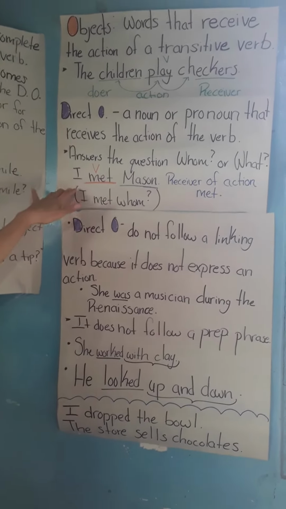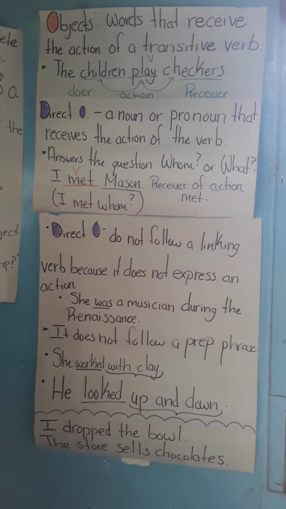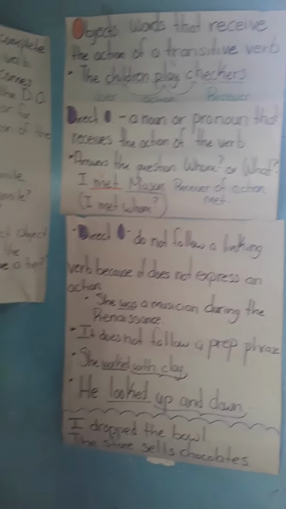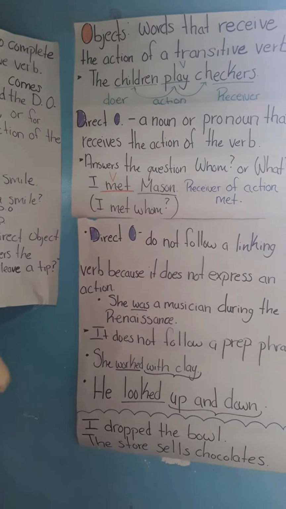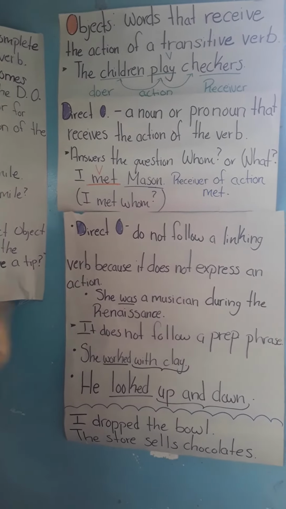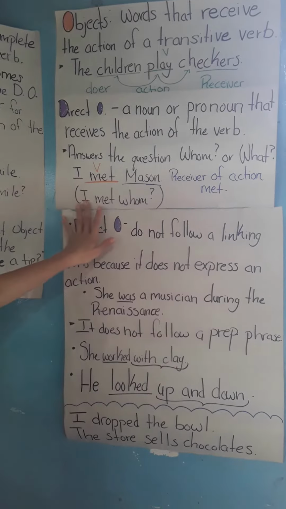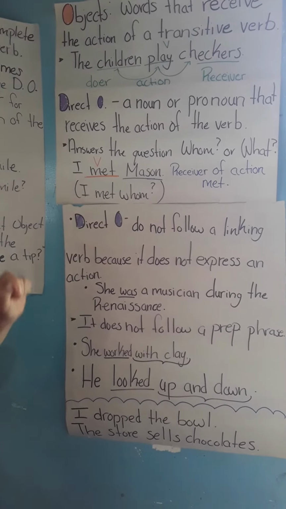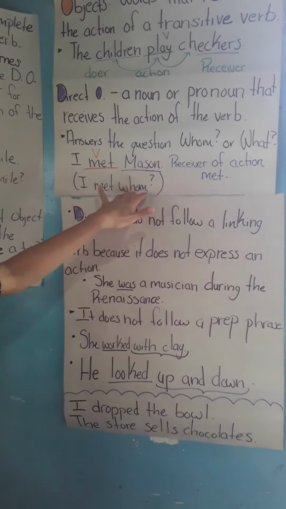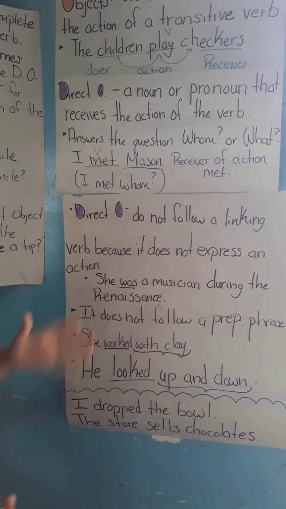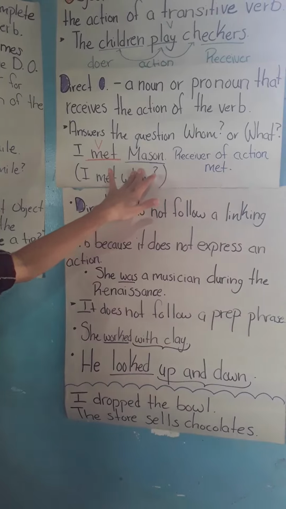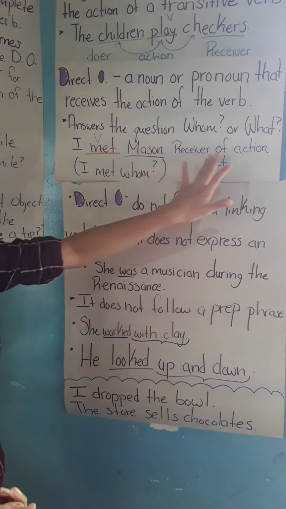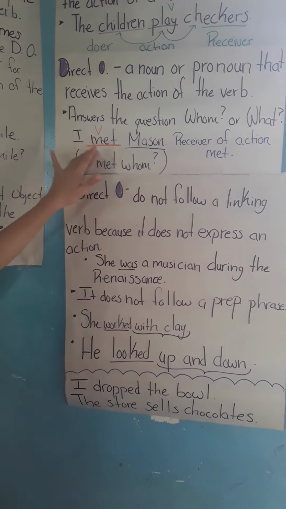And I have one example here. I met Mason. So we have the subject, I. We have the verb, met. I met who? I met what? I have it right here in brackets: I met whom. Does it answer the question whom? Whom did I meet? Mason. So Mason is the object of the sentence because he is the receiver of the action met.